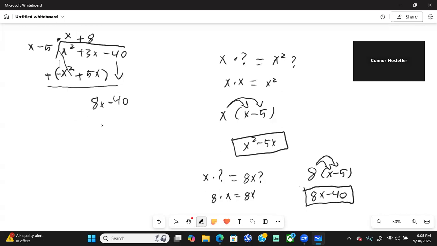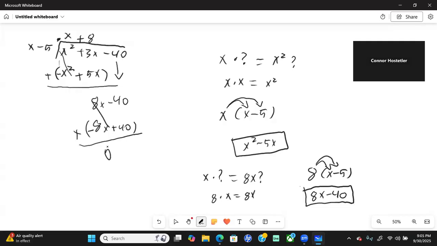Well, as we notice, that's exactly what we get here. Now remember, I have to subtract this. I subtract my product from what I'm going by. Now, whenever I subtract, I change the operation and I change all the signs.